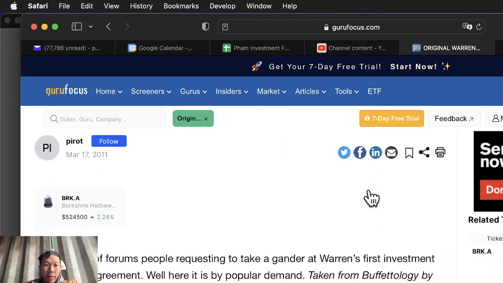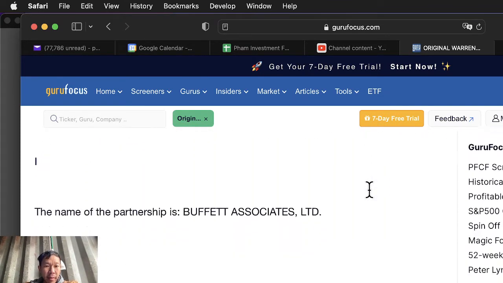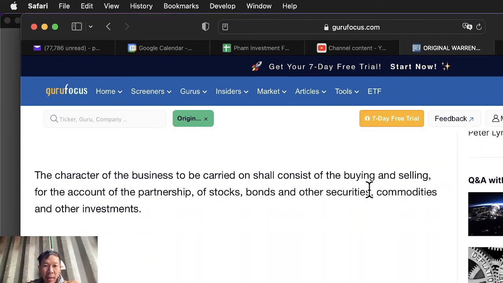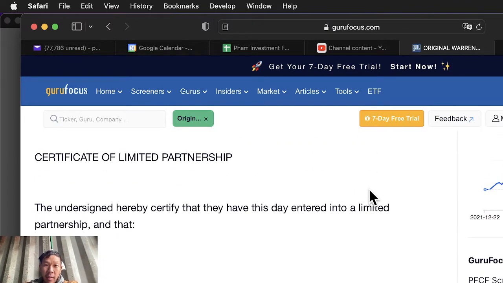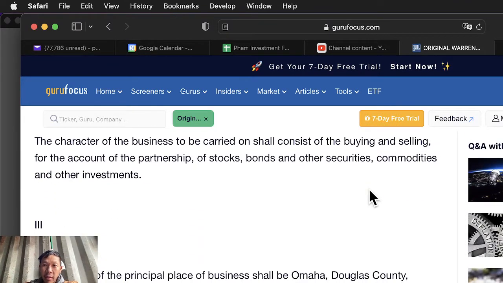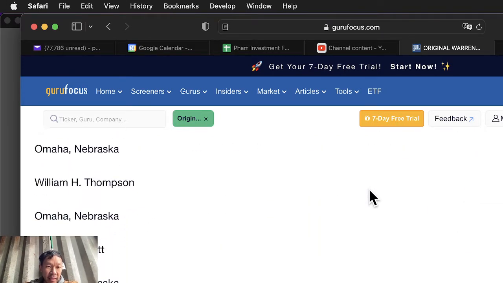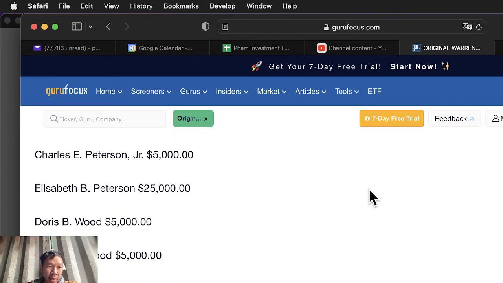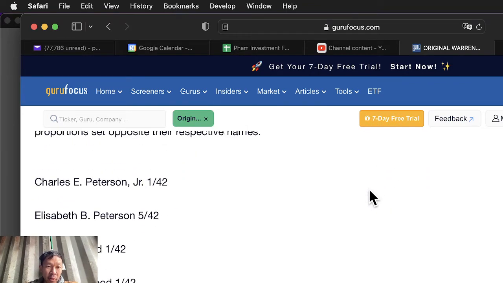Warren Buffett originally ran a partnership from about 1959 to about 1965. The actual agreement is listed online at Guru Focus. There was a good answer on Quora, but I think it was taken down. So this is the original text, which I can send out, but it's very short. It lists the original 1, 2, 3, 4, 5, 6, 7 limited partners, who are friends and family, and their contributions.